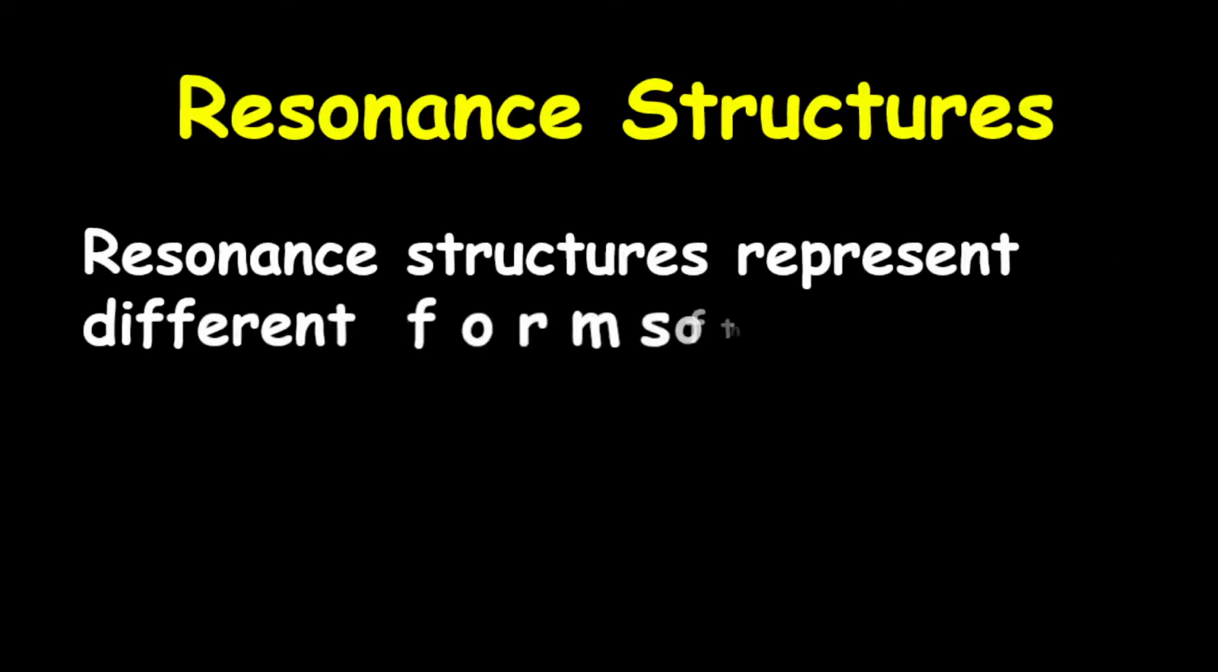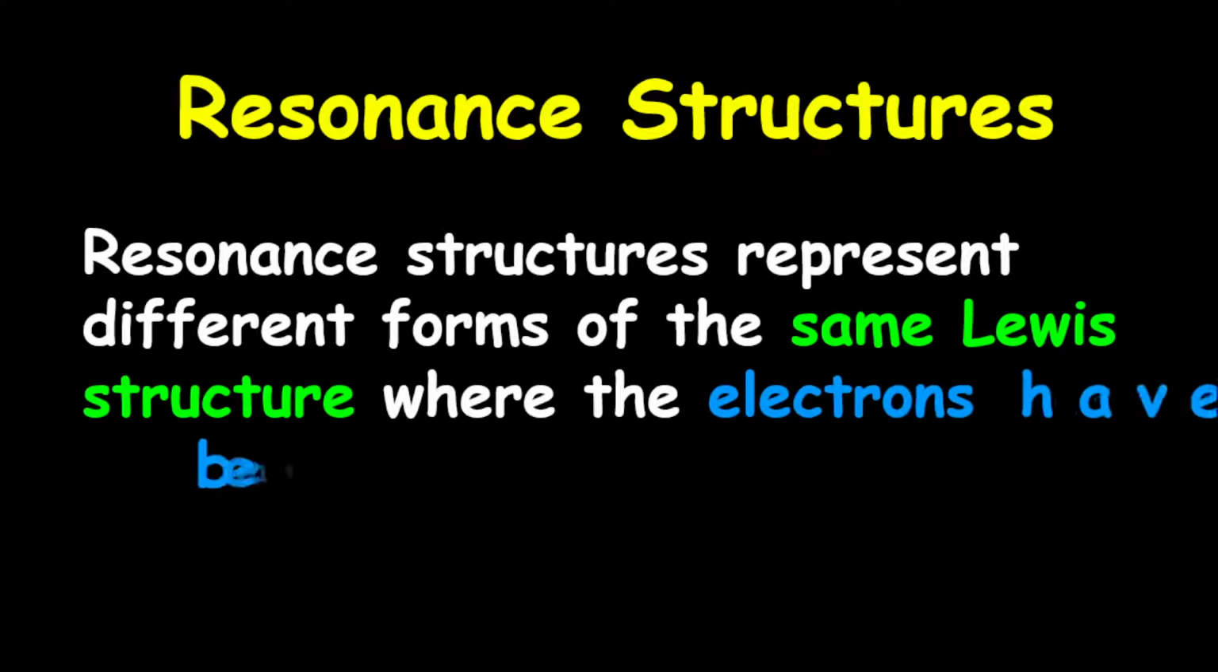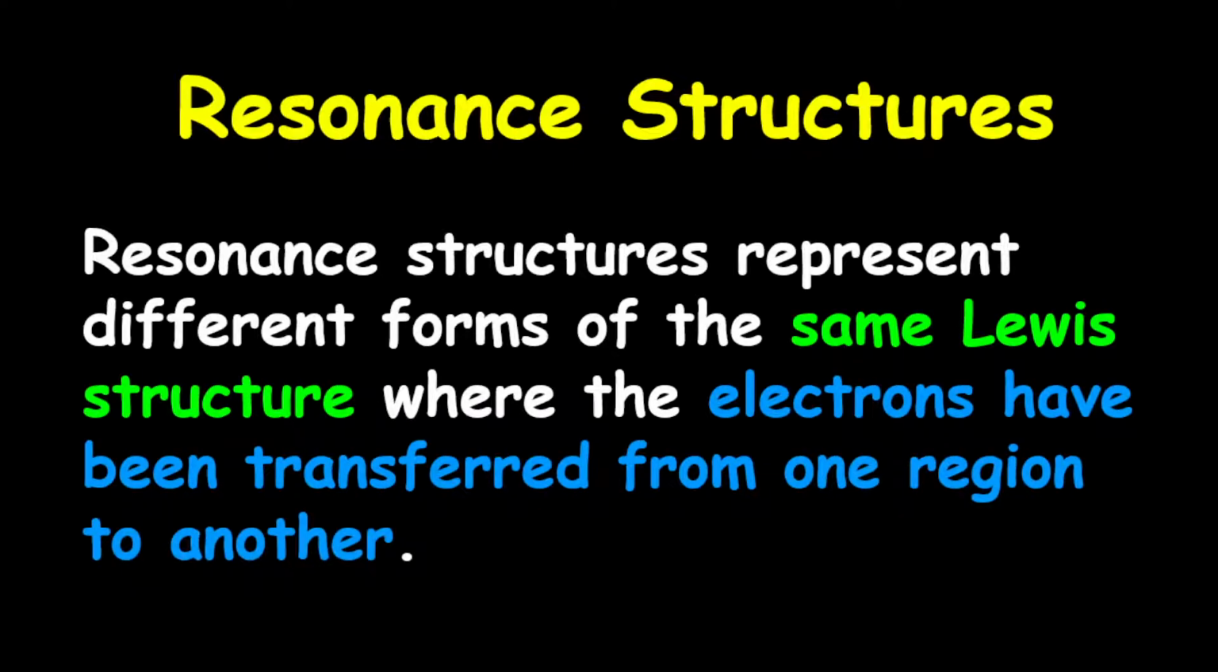Now, resonance structures are closely related to Lewis structures. In fact, they are based upon Lewis structures. So resonance structures represent the different forms of the same Lewis structure where the electrons have been transferred from one region to another. In other words, the electrons are transferred from one set of atoms to another set of atoms, or the bonds will be shifted from one place to another.